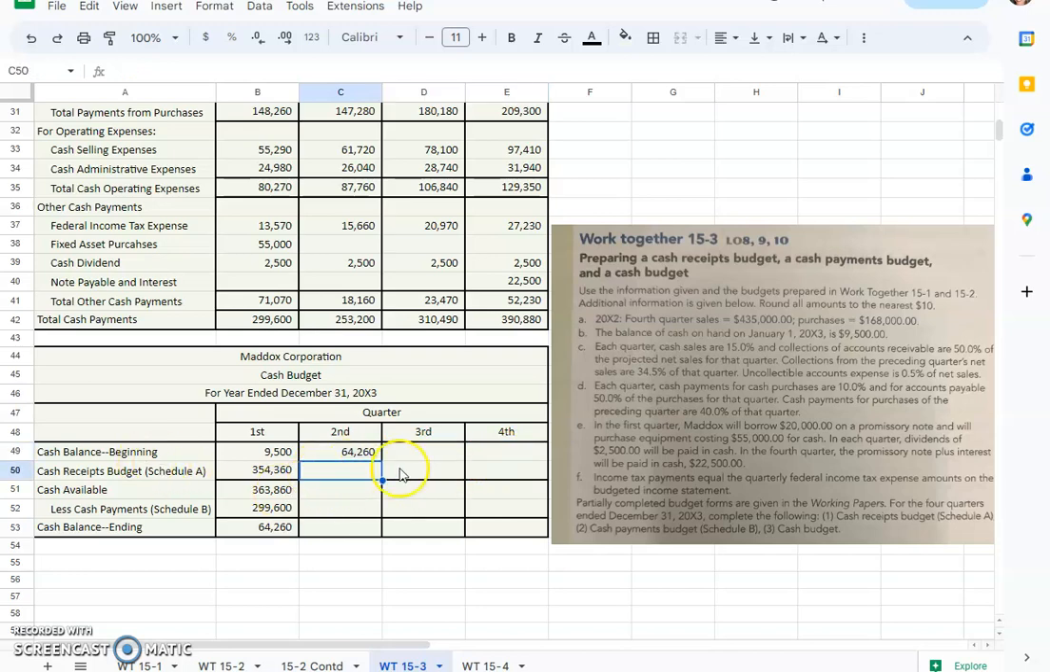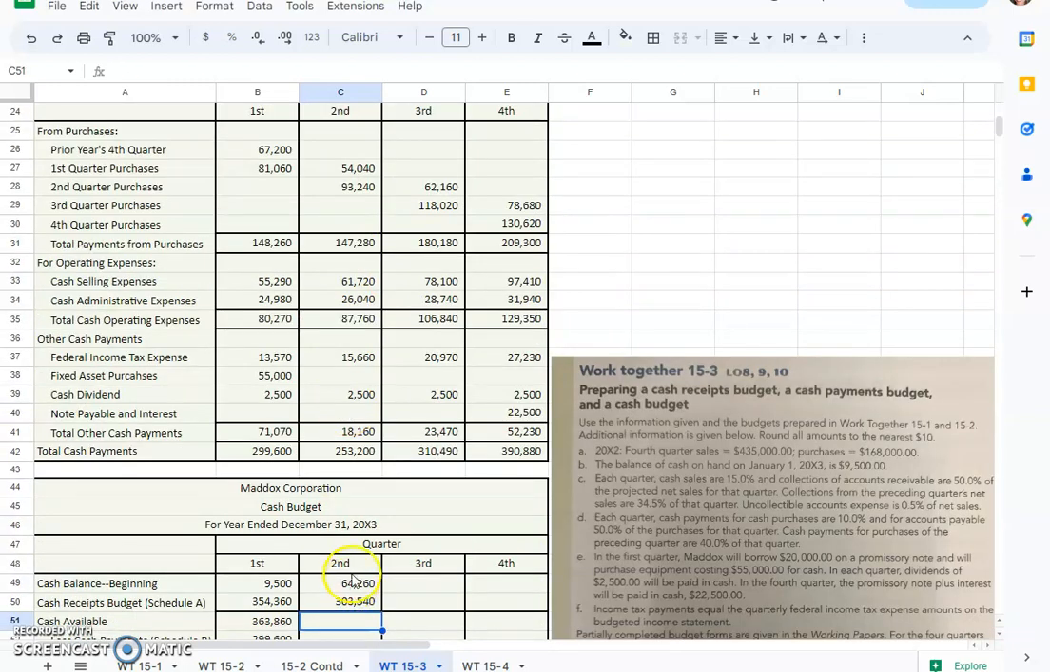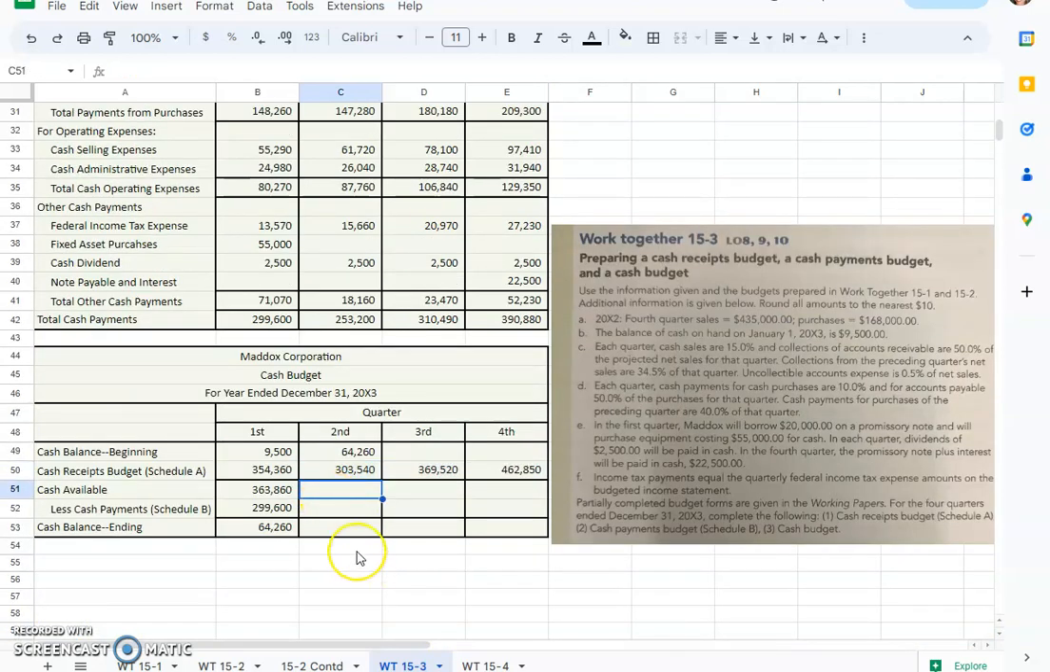Our cash receipts that we would add would be second quarter cash receipts, $303,540. We should just be able to carry that across as well. So our cash available would just be a sum of these two amounts, and that will be the same, minus your cash payments for second quarter, $253,200. So we would subtract now, which by the end of the year, it looks like we're gaining cash, $245,600.